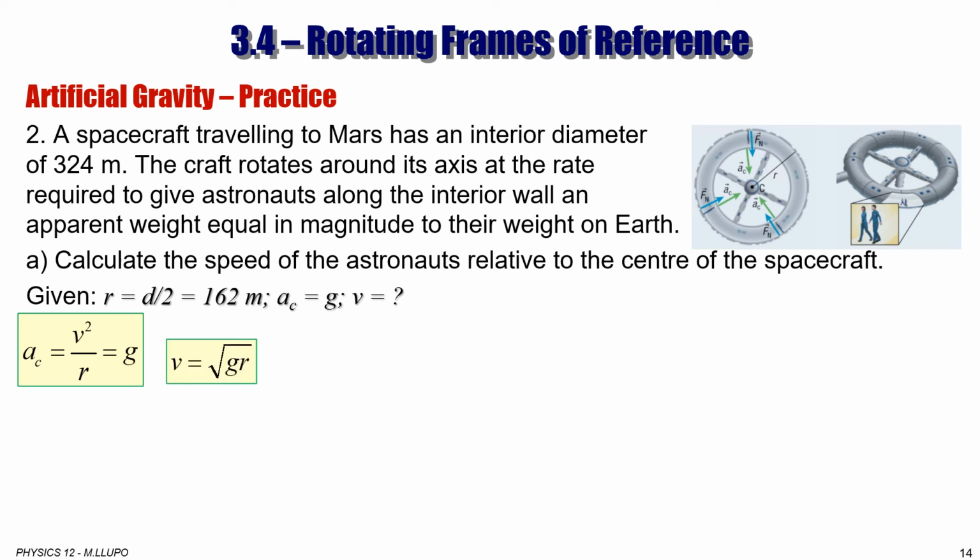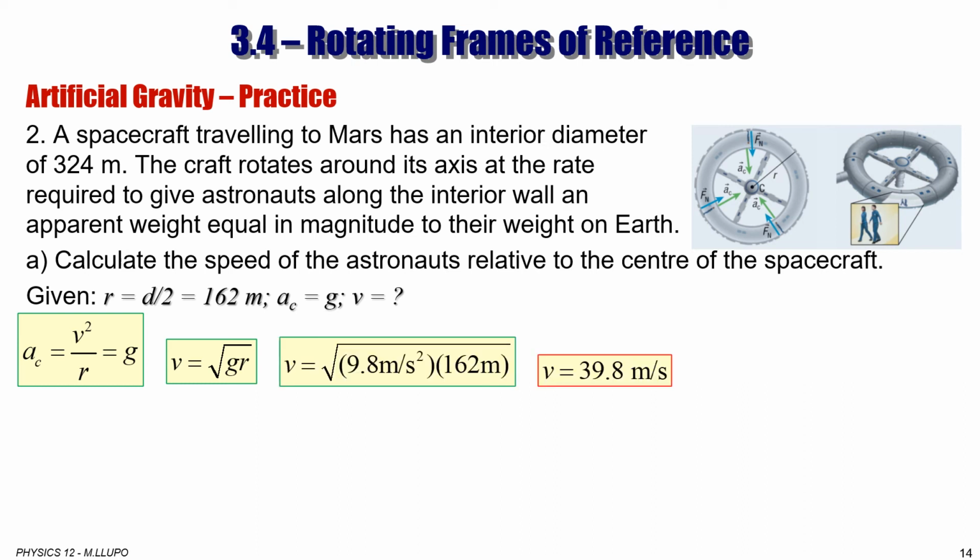So we can solve for speed, which is the square root of gr, and now we have both g and r. We plug those numbers in and we can find the speed is 39.8 meters per second.